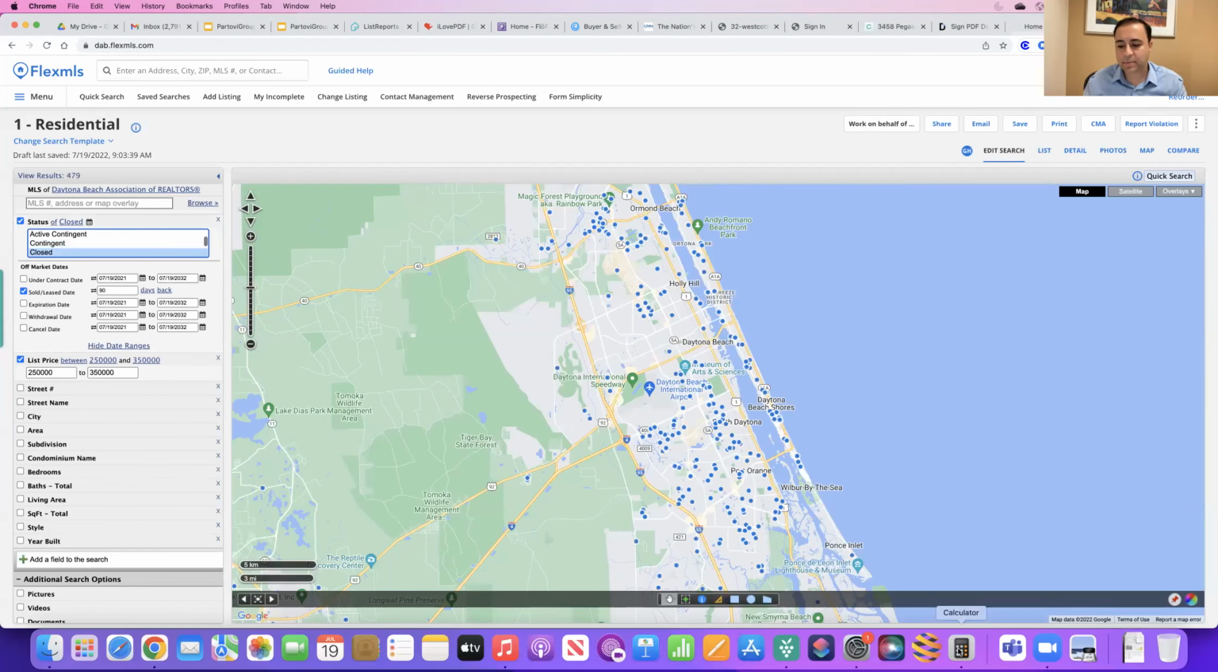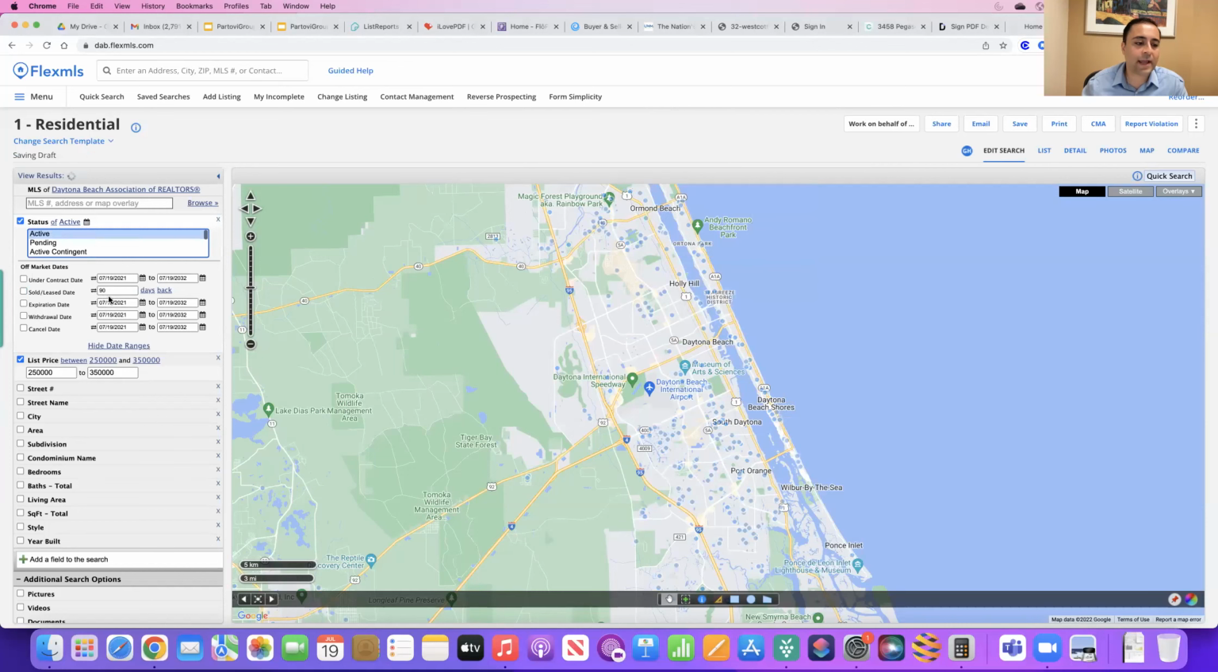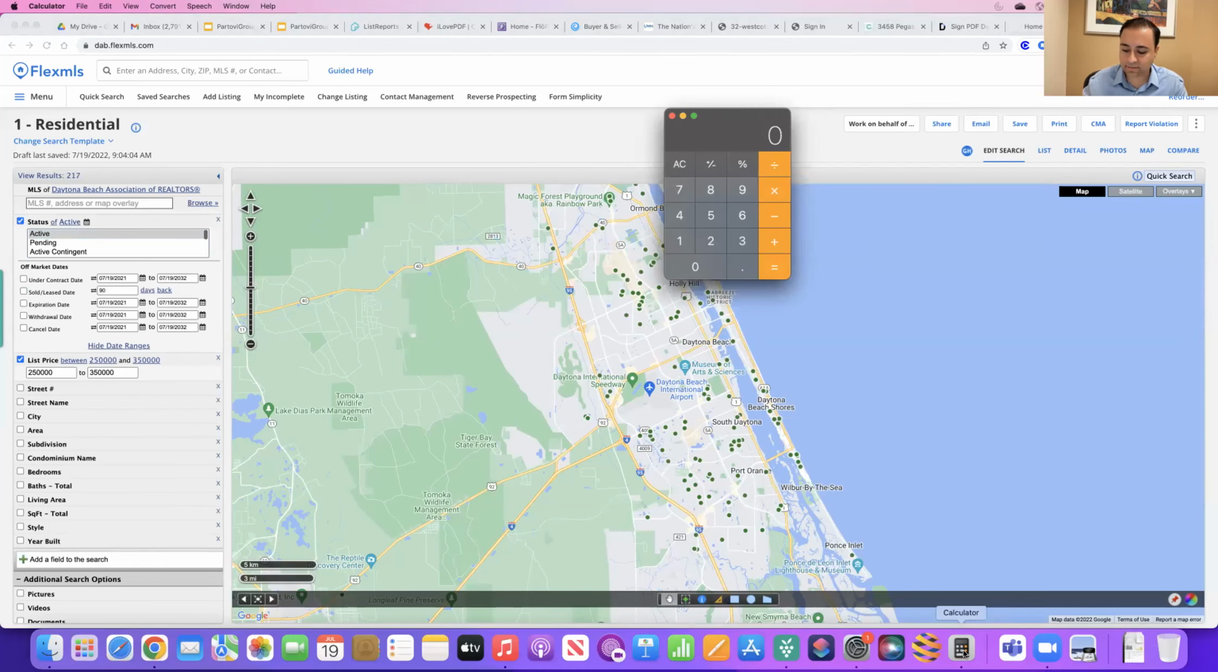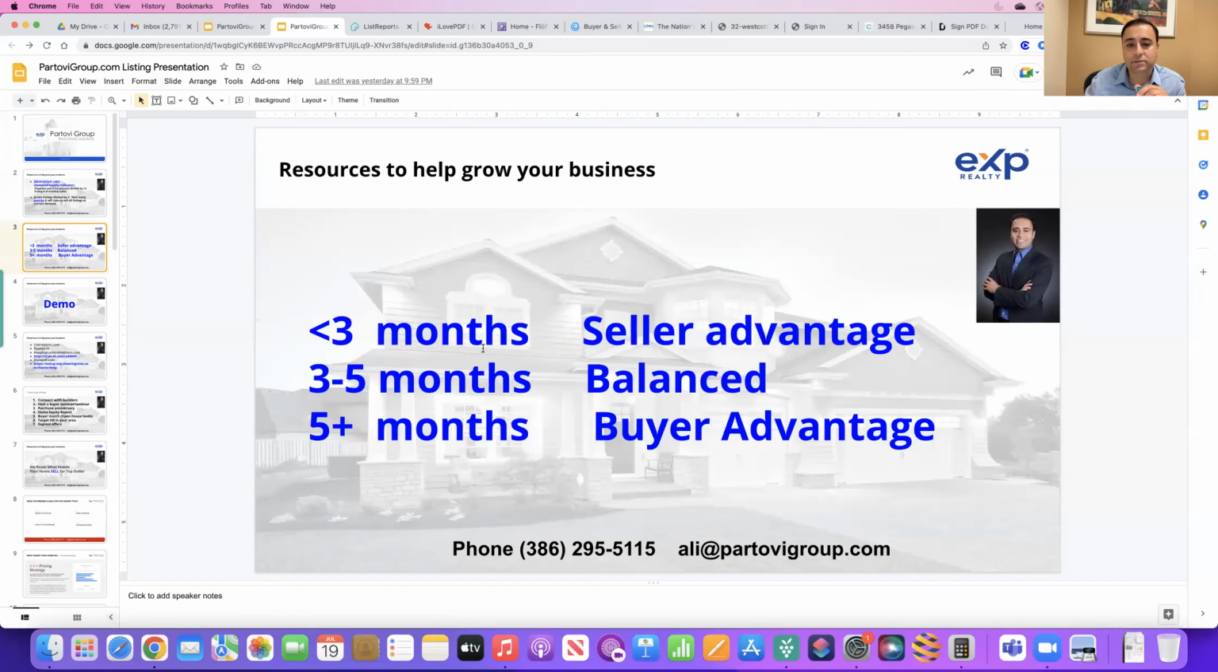Okay, so in the past 90 days, because we changed that to 90, in the price range of 250 to 350,000, 479 properties sold. So we're going to divide this by 3 because it was only 3 months. So about 159 sold per month. Now we go back and change this to active. When we go to active, it's going to show us what's available right now. 217 divided by 159 is 1.36. So even if we use the last 90 days, it's still an aggressive market in this price point for sellers.